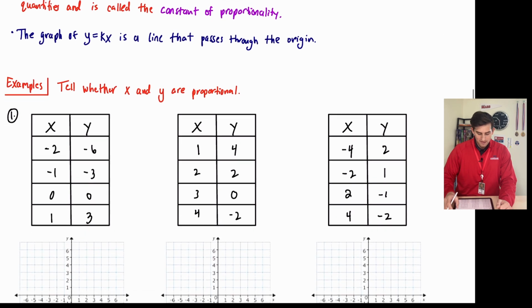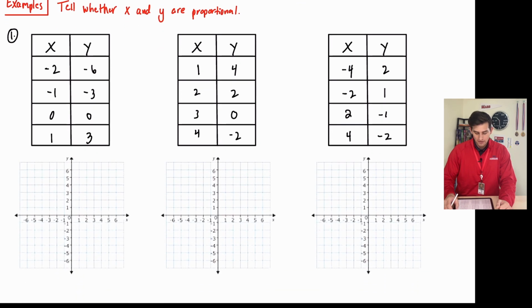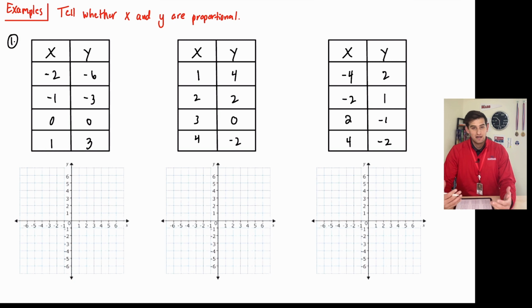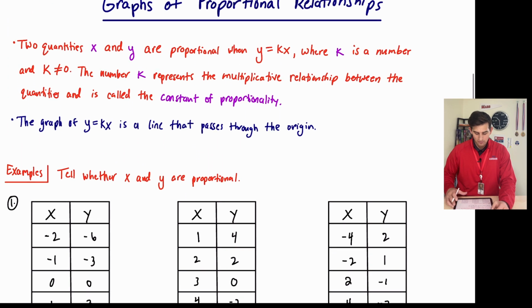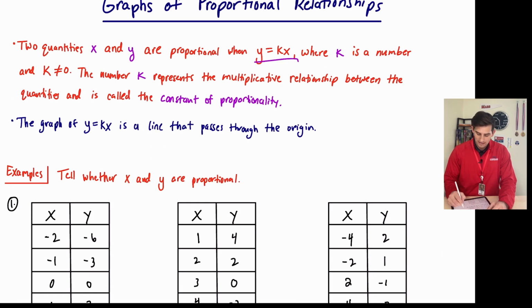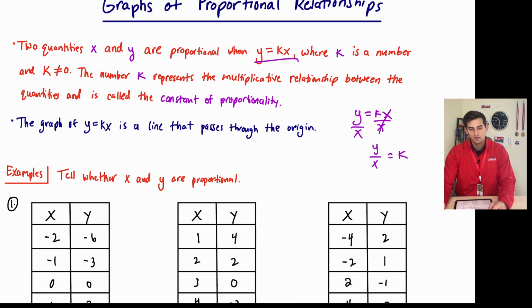So there's a couple ways to tell whether quantities are proportional. One is by graphing, and another is by dividing y by x. Let's take a look at that. If our proportional equation is y equals k times x, and I wanted to figure out what k is, I could solve that equation for k by dividing both sides by x. So that x would go away, and we would get y divided by x is equal to k.